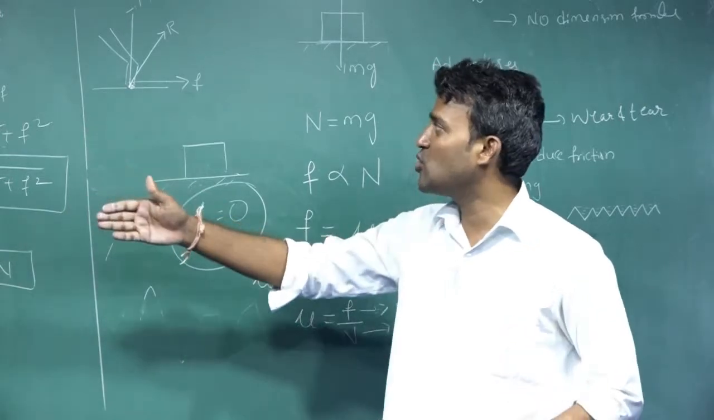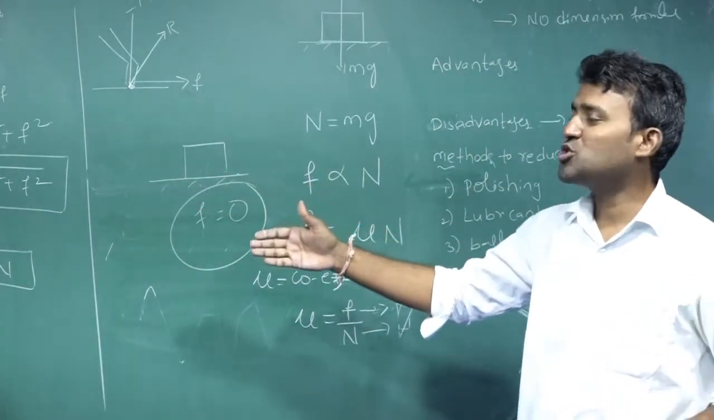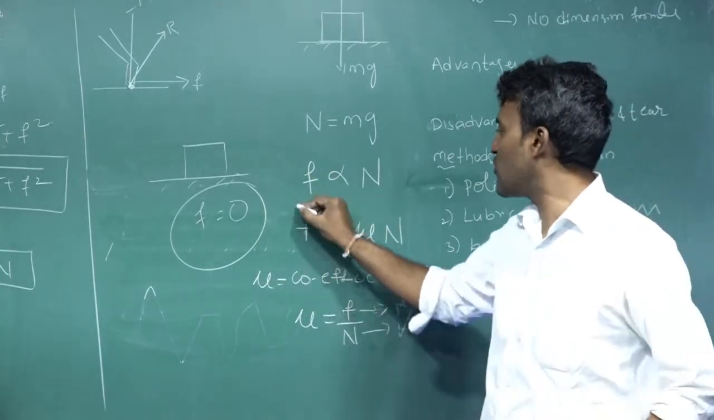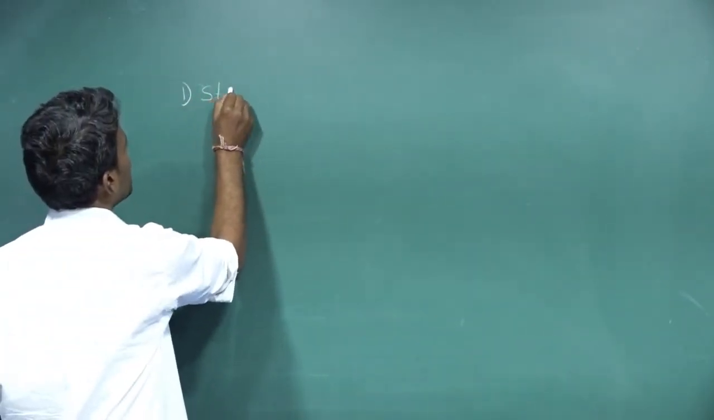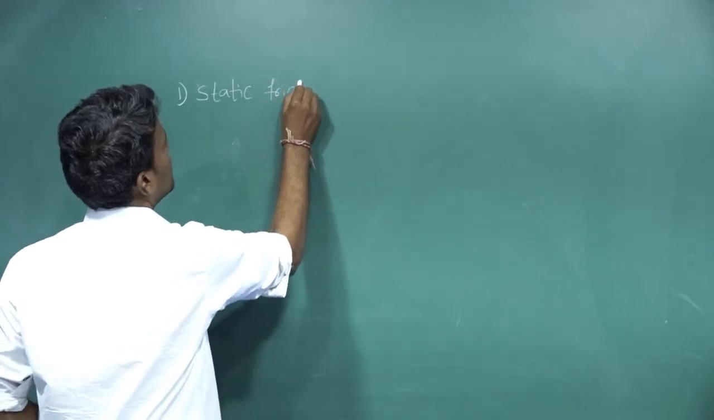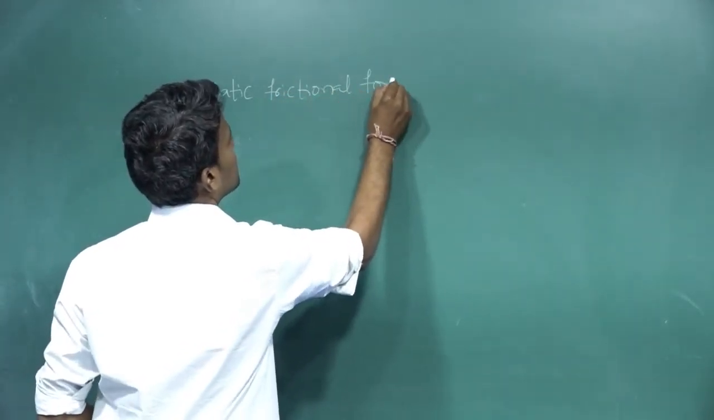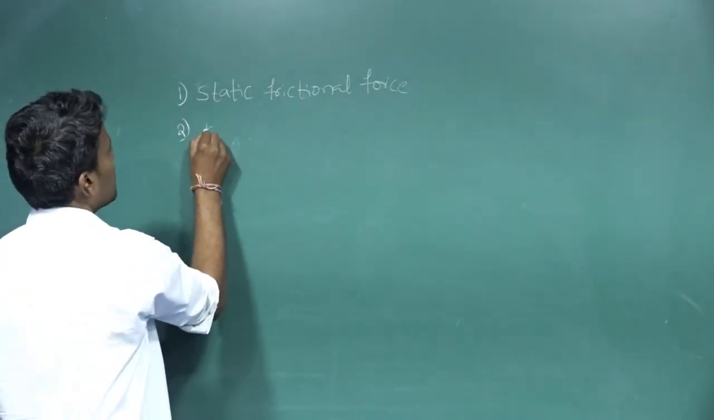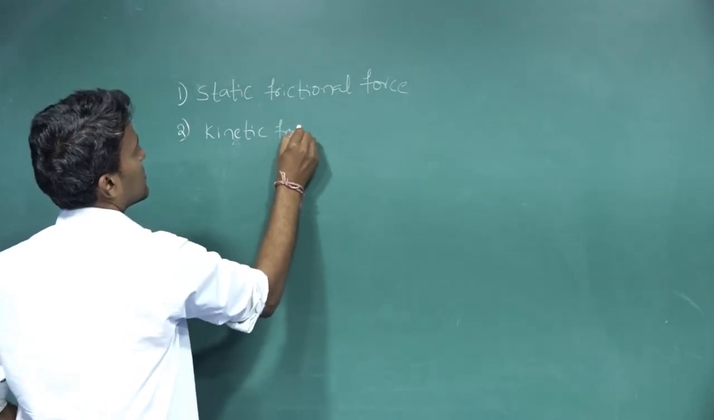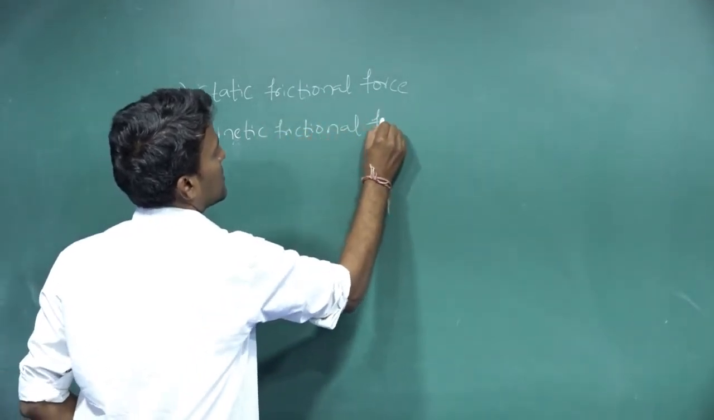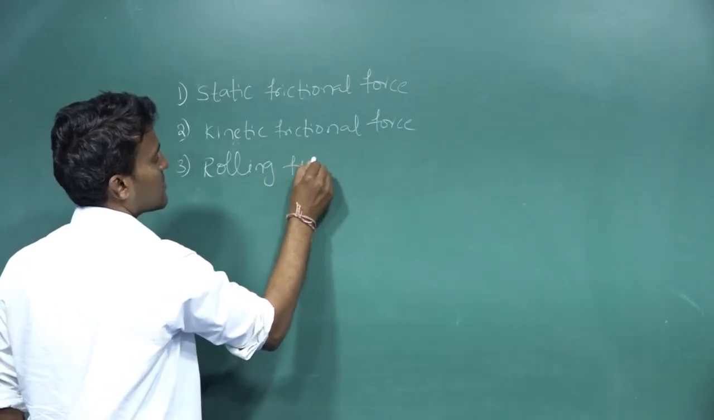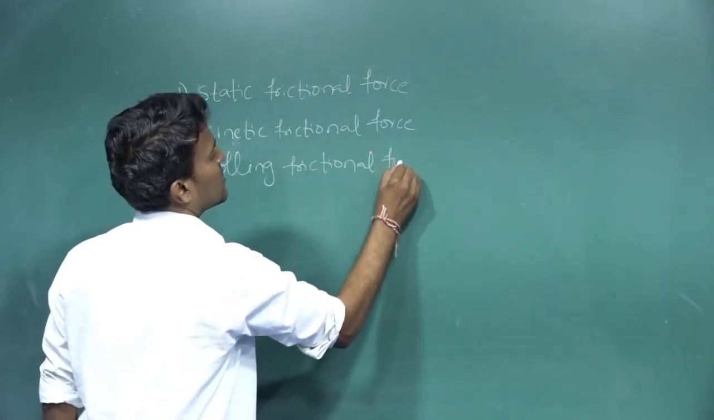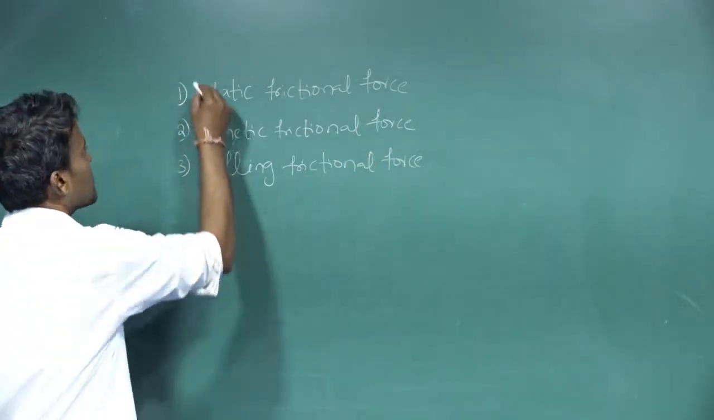What is friction? What is relative motion? What is normal force? Where does it support the motion, where does it oppose the motion, and what are the frictional force formula and coefficient of frictional force formula? Types of frictional force: how many types? We have 3 types. One is static frictional force. Second is kinetic frictional force. Third is rolling frictional force. These are the types of frictional force.